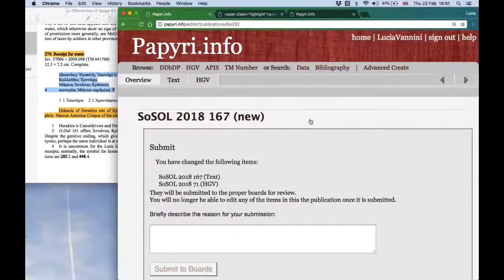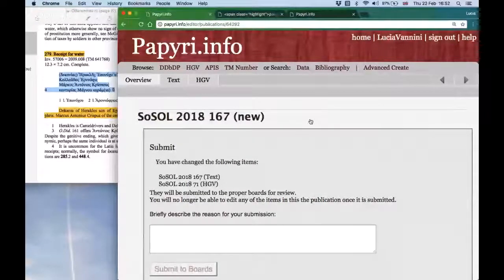So the editing process ends with the submission to an editorial board. For longer texts, there's a double peer review, while shorter texts like Ostraka are reviewed by a single editor, and the process is more straightforward. The reviewers can accept the text if there are only minor corrections, if any, or they can send the text back to the user, asking for more important corrections, or they can reject the submission.